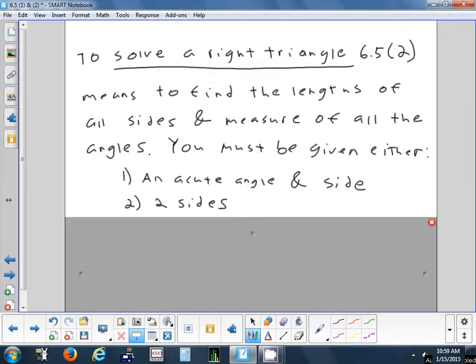There's 2 different cases I could give you. In addition to the 90, I either can give you one of the other angles and one of the sides, and you can figure everything else out. Or I could give you 2 of the sides. In either case, we can use right triangle trig to solve them.